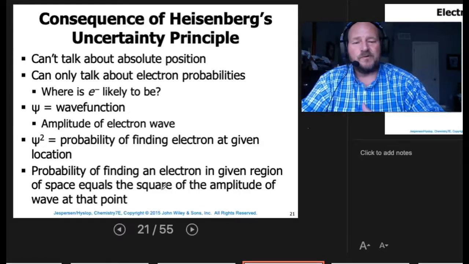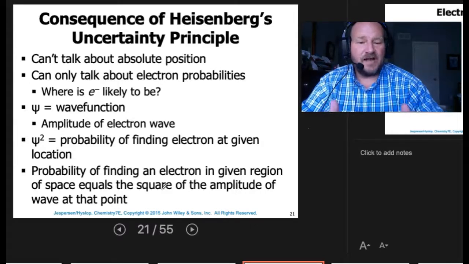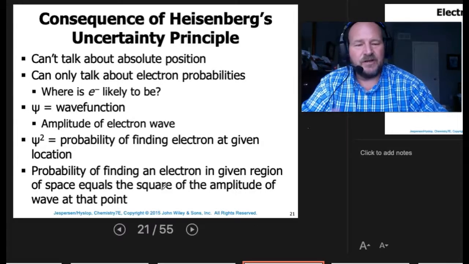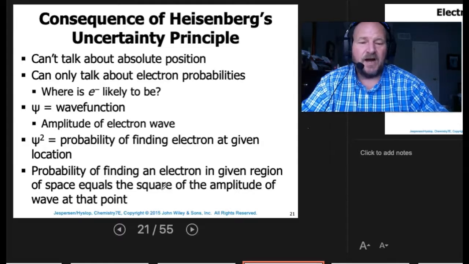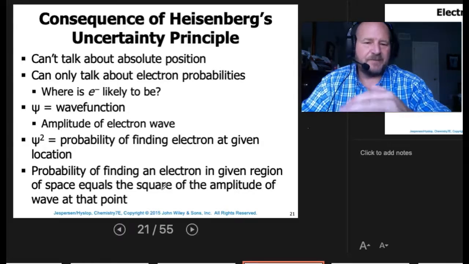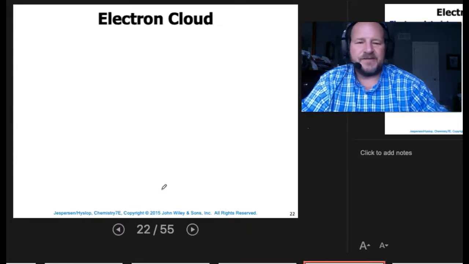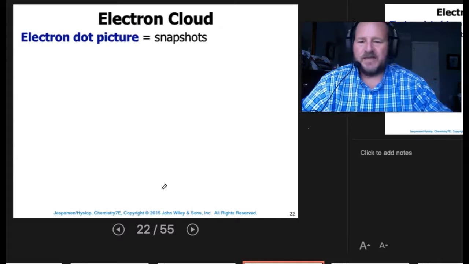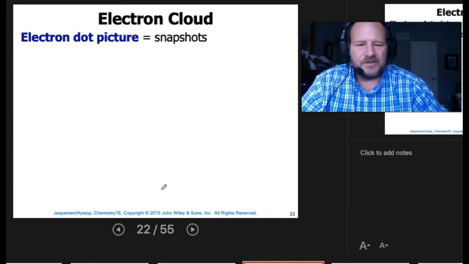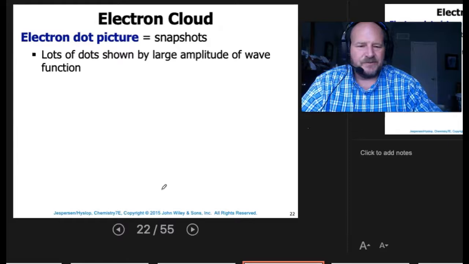But when I was in school working towards this, we would end up using calculus to come up with the electron cloud. We could take that wave function and run some integration from 0 to infinity, and actually we wouldn't do infinity, we would do the 80% level, and that would work into our wave function so that we would develop the electron cloud. This gives us a picture of what it would look like. So it's an electron dot picture, basically snapshots. It would be lots of dots where there is large amplitude of the wave function.